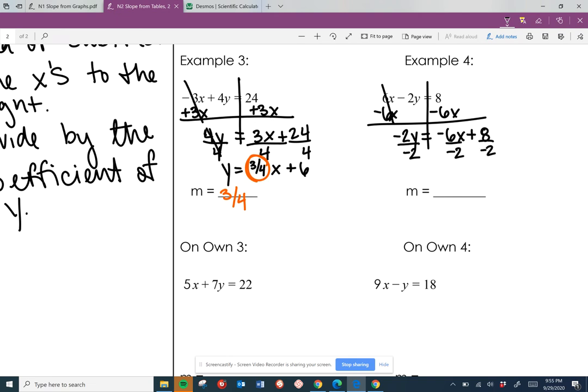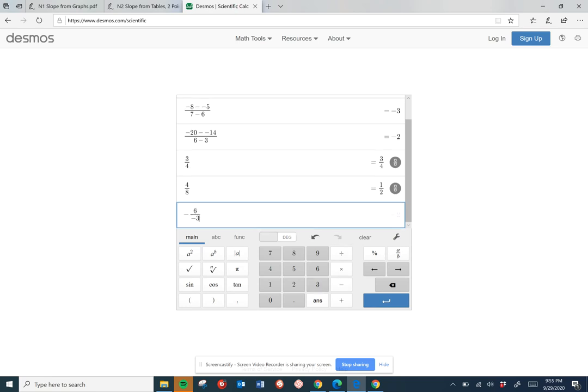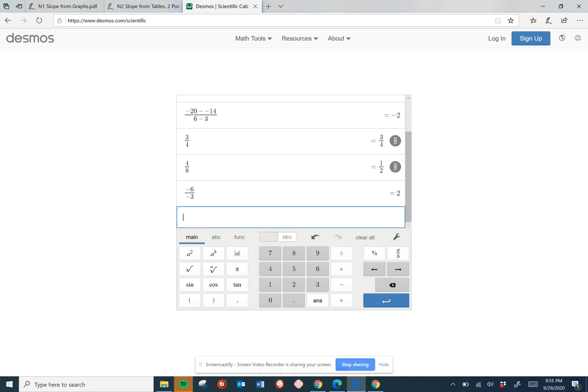Again, anything that you're not sure about, go ahead and just do it in your Desmos calculator to make sure that you're getting these answers correctly. You want to make sure that you're using your calculator on as much of this stuff as you can, right? So we have positive 3x, and then 8 divided by negative 2 is negative 4. So we know that this is going to be y equals mx plus b, so the m would be 3.